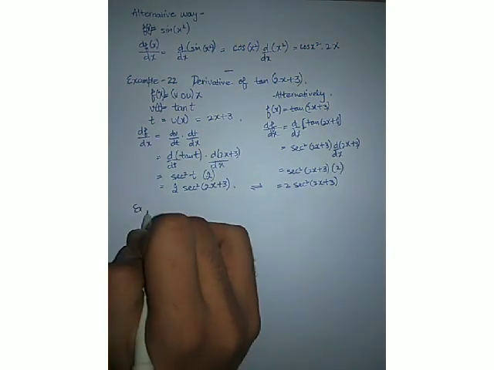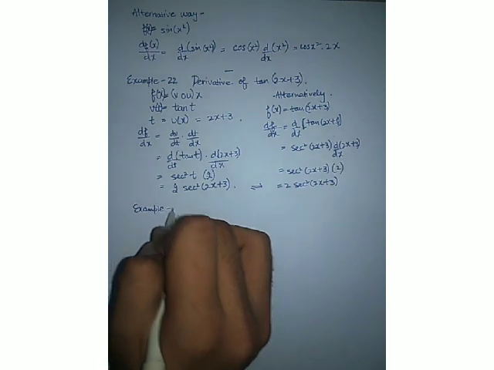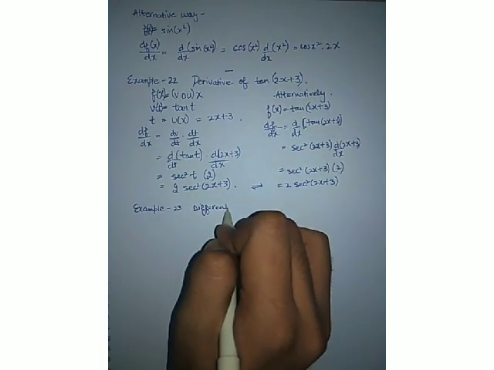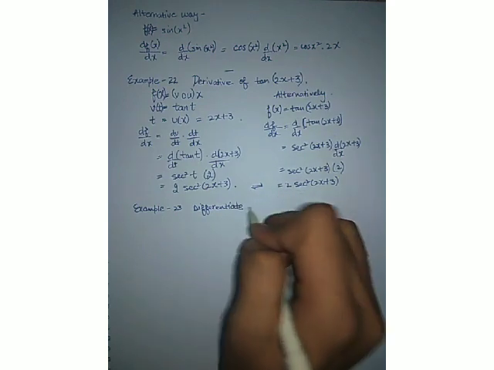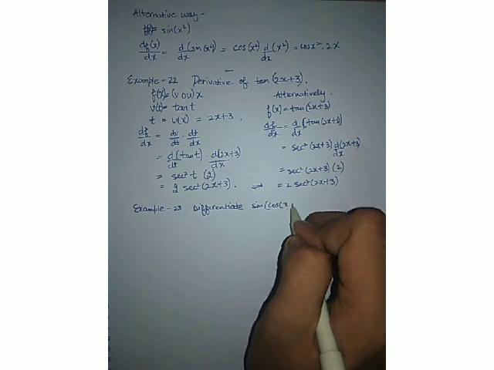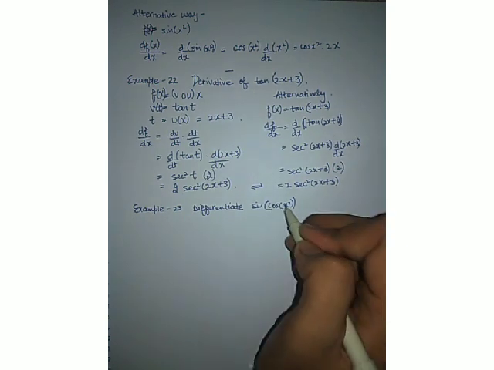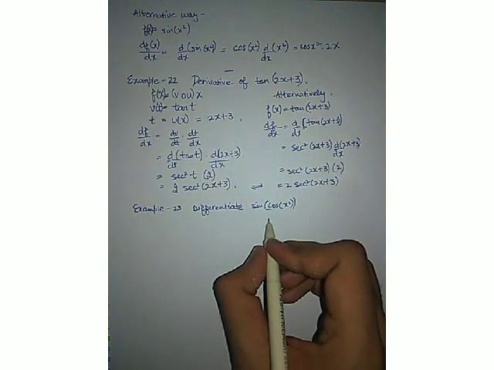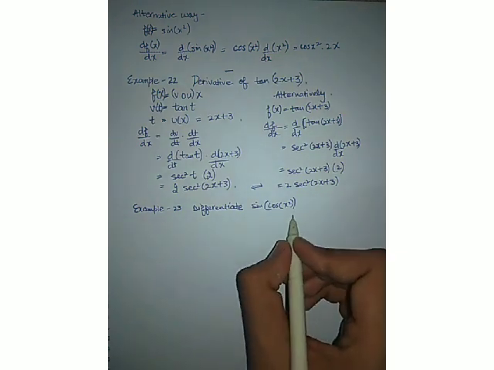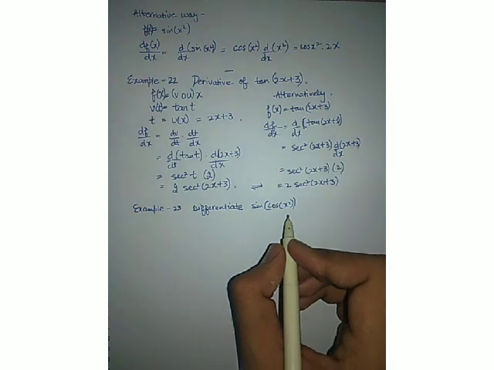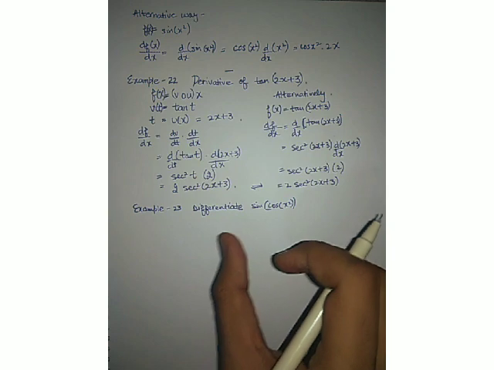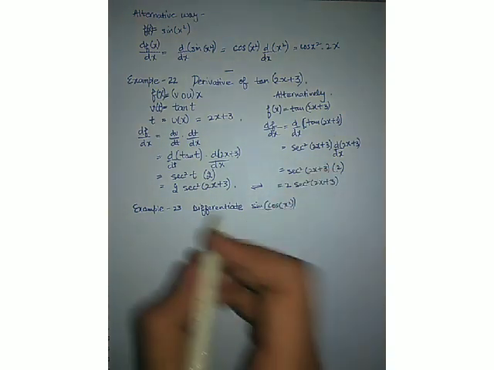In example 23, we have to differentiate sine of cos of x square. Now in this sum there are three functions. It's a composite function comprising three functions. We have only studied the chain rule for two functions, so before proceeding with this sum, just have a look at the chain rule for three functions.